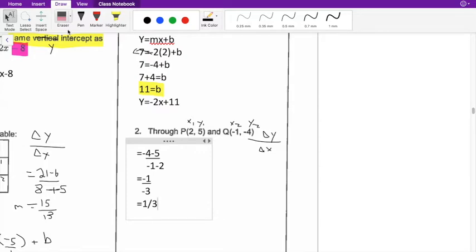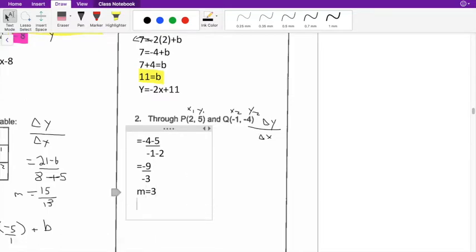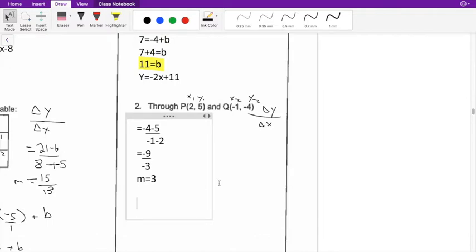Oh, I messed up again. It's -9. Right? -4, -5, -9. So that's equal 3 once I reduce it. I'm slipping. It's getting late here. So now we know our m. Now we need to find our b.